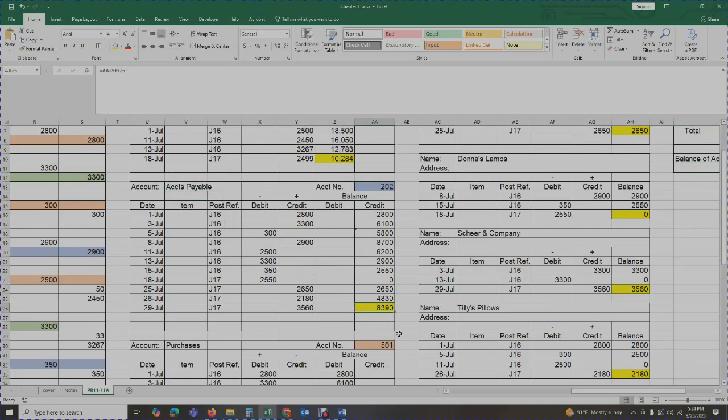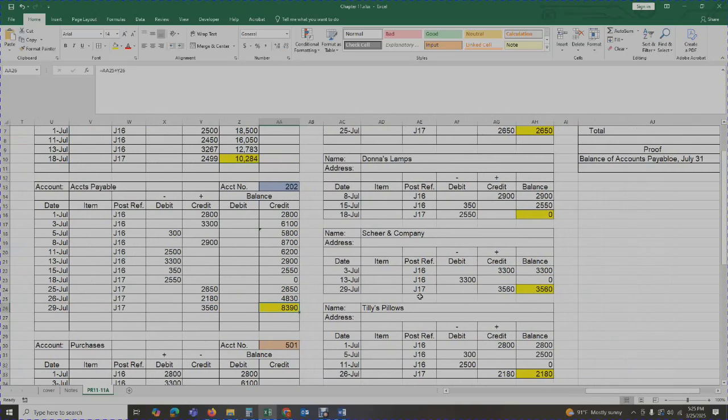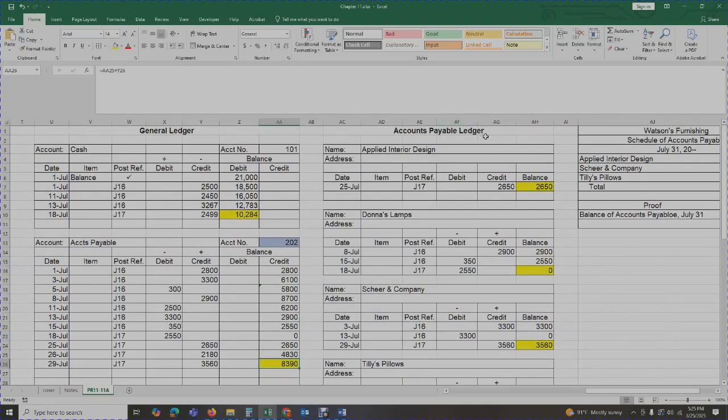Now the problem with the ledger is that it tells you how much you owe, but it doesn't tell you who you owe the money to. It just summarizes all of the transactions for you. In order for you to know who you owe the money to, you prepare the accounts payable ledgers. This summarizes the suppliers that you owe money to. Okay, so the sum of all of your accounts payable ledgers should equal to your total for your accounts payable controlling account for your general ledger.